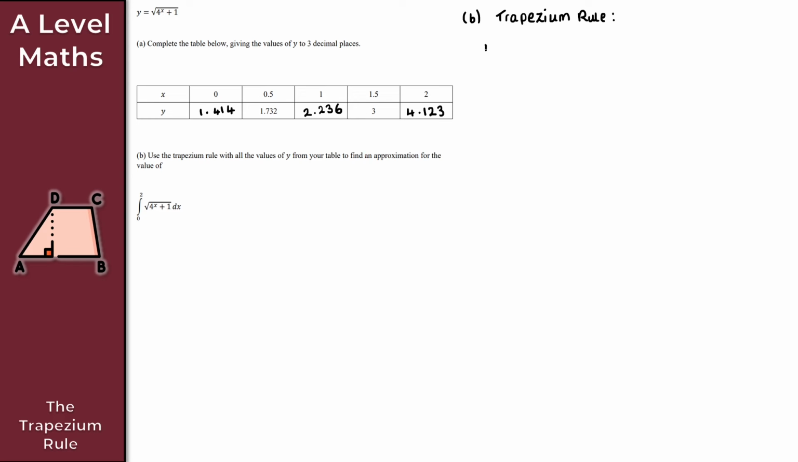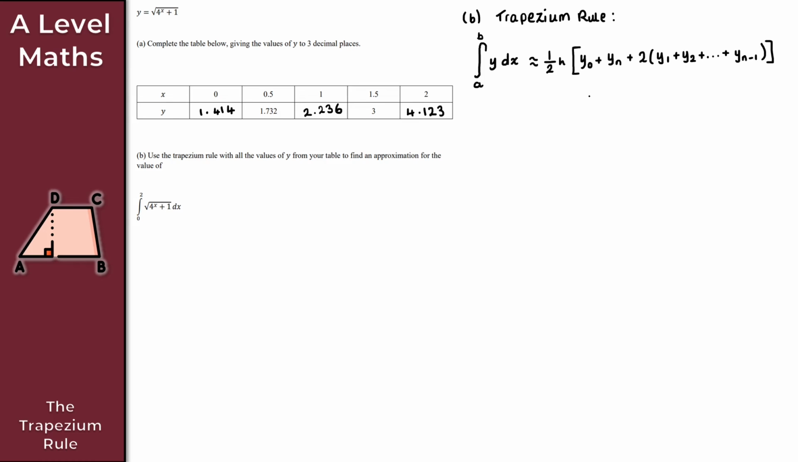So the integral of y with respect to x from a to b is approximately a half h, or h over 2, whichever you prefer, times y0, that's our first y value, plus yn, our last value, plus 2 lots of everything else. So 2 lots of y1 plus y2, and so on, all the way up to our penultimate y value, which is y subscript n minus 1. Okay, like so there. So this result here is the trapezium rule.